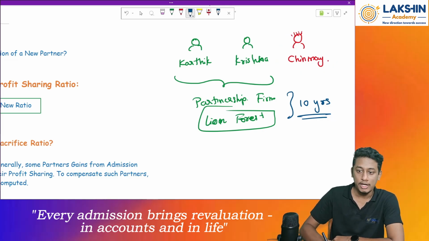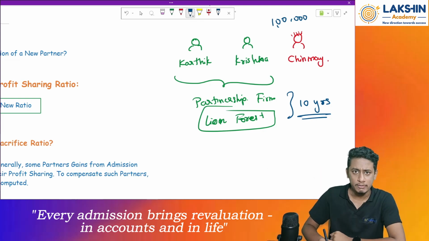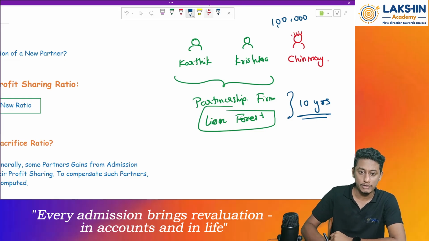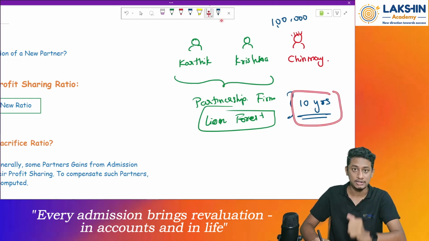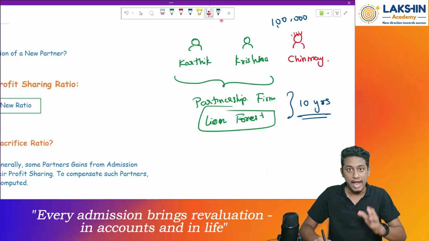Okay, fine. He's saying that he will bring a capital of rupees 1 lakh. But Karthik says, only capital he will bring? What about the goodwill? We have run the firm for 10 years. Now he is simply coming in and taking our profits.